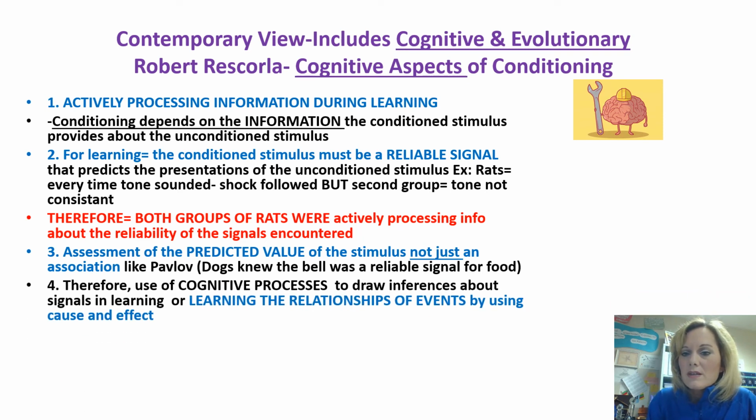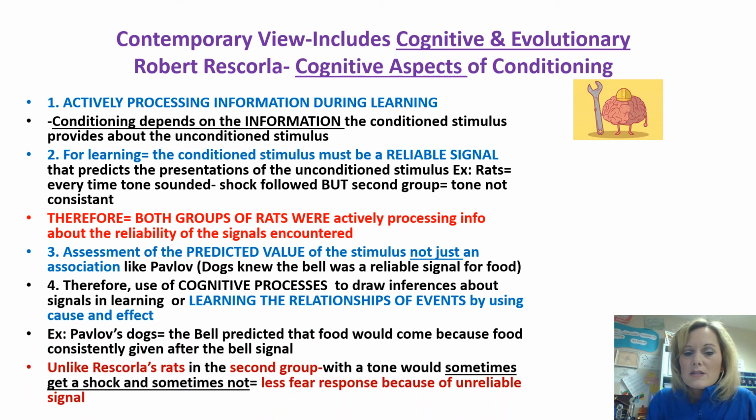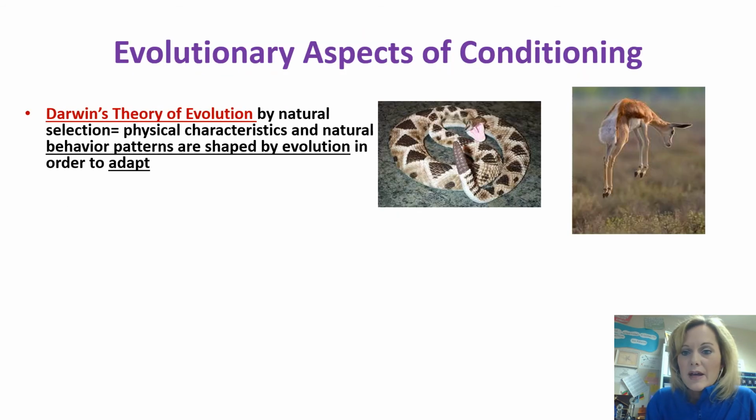So he said that cognitive processes are part of learning the relationships, and that we and other organisms use that as cause and effect. So for instance, Pavlov's dogs, the bell predicted that food would come because food consistently was given after the bell signal. Okay, and then for Rescorla's rats, in the second group, the tone was only sometimes followed by a shock, so there was less fear response because of that unreliability, and the predicted value was not as high as the first group. Okay, so those are important aspects of that.